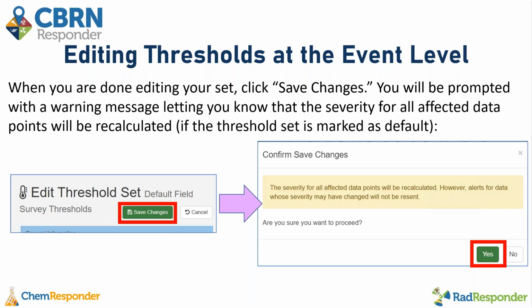When you are done editing your set, you'll just click Save Changes at the top. You'll then be prompted with a warning message letting you know that the severity for all affected data points will be recalculated if this threshold set is marked as default.